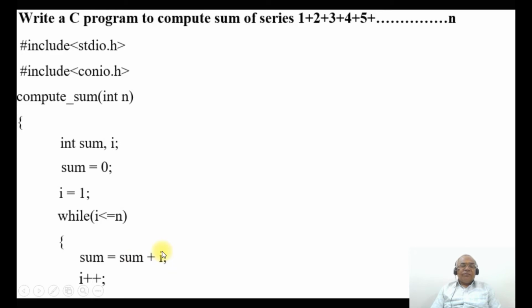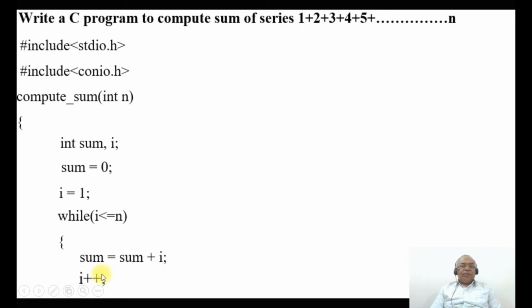So what is the previous value of sum? The previous value of sum is 1. So it will go to 1 plus 2, so that becomes 3. Then i is equal to i plus 1, that is 2 plus 1 becomes 3. Is 3 less than or equal to 5? Yes, the sum will be equal to sum plus i. That is 3 plus 3, because i is 3. So 3 plus 3, it becomes 6.